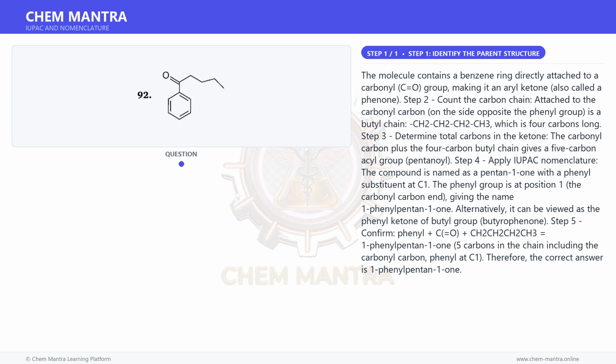Step 5. Confirm. Phenyl plus C=O plus CH2, CH2, CH2, CH3 equals 1-phenylpentan-1-one, 5 carbons in the chain including the carbonyl carbon, phenyl at C1.